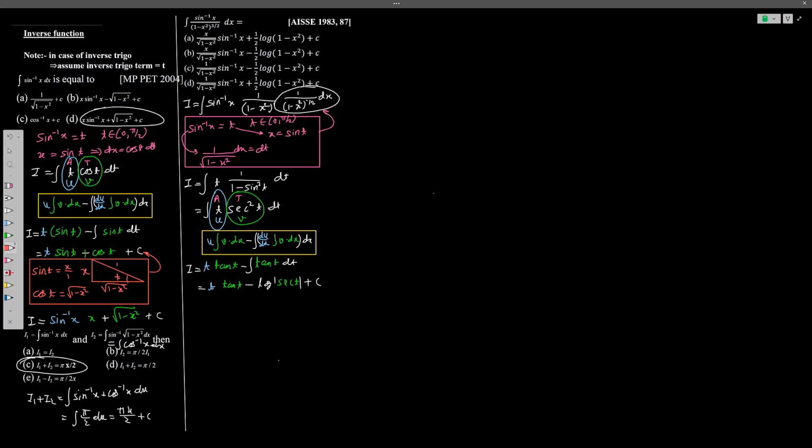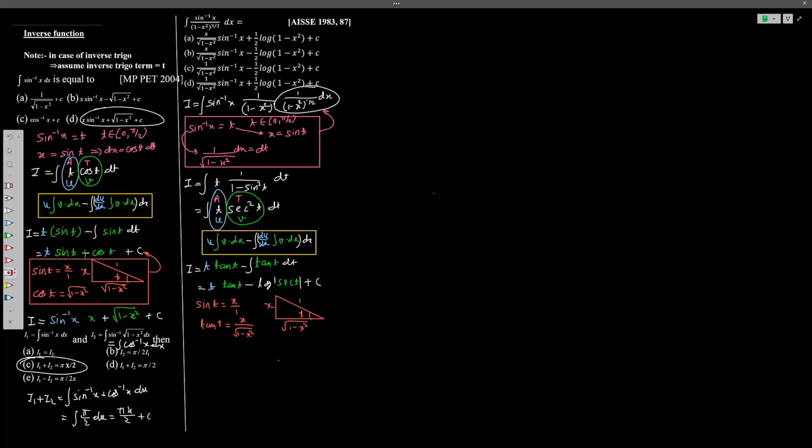So we have to use our assumption sin t is equal to x by 1. Draw a right angle triangle. This angle is t. Now sin theta is opposite upon hypotenuse. So x and 1, and adjacent will be under root of 1 minus x square. Now what do we need? We need tan t. So tan t is nothing but opposite upon adjacent. So we can say x upon under root of 1 minus x square.